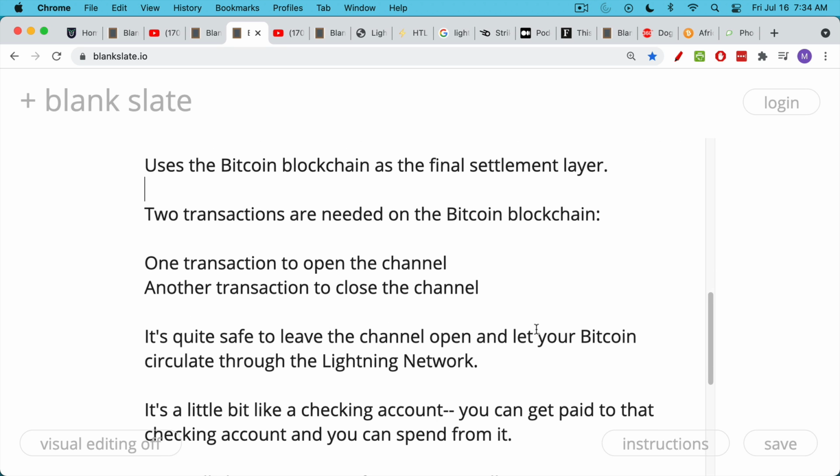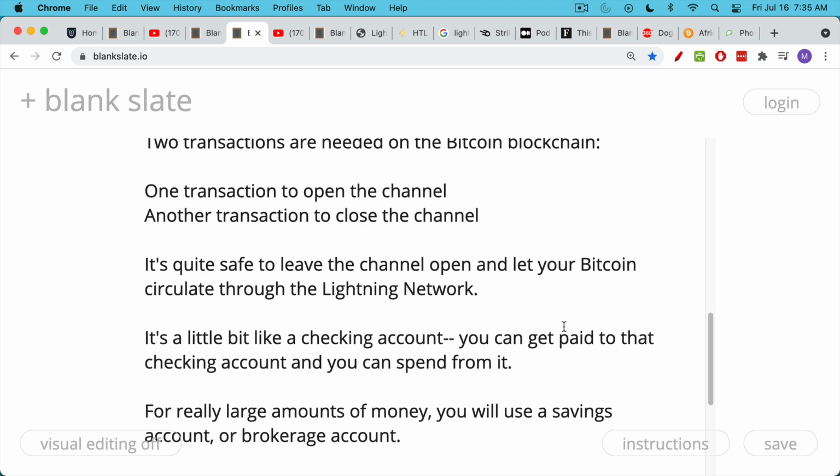So when fees are low, when the mempool is fairly empty, that can be a good time to set up a Lightning channel. Now, it's also quite safe to leave the Lightning channel open and let your Bitcoin just continue to circulate through the Lightning network. In this way, if you're using a Lightning wallet, it's a little bit like a checking account. You can get paid to that checking account and you can spend from it.